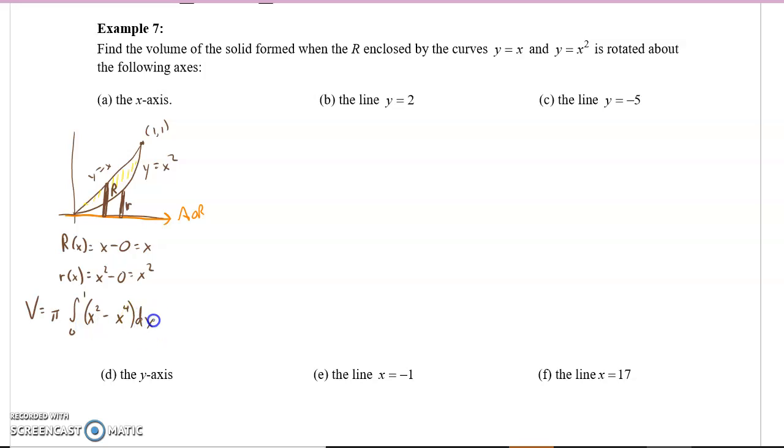All right, so I'm going to go through and just set up each one of these. Maybe we'll have some time to evaluate some of them. The setup is the bigger piece of this. So let's make sure we get the setup for as many of these as we can.